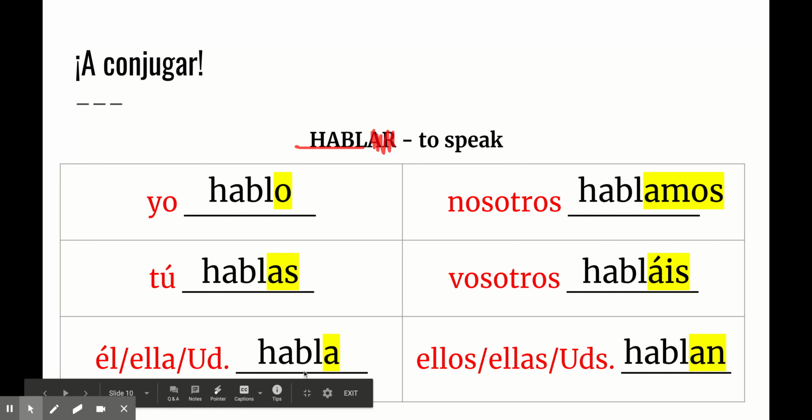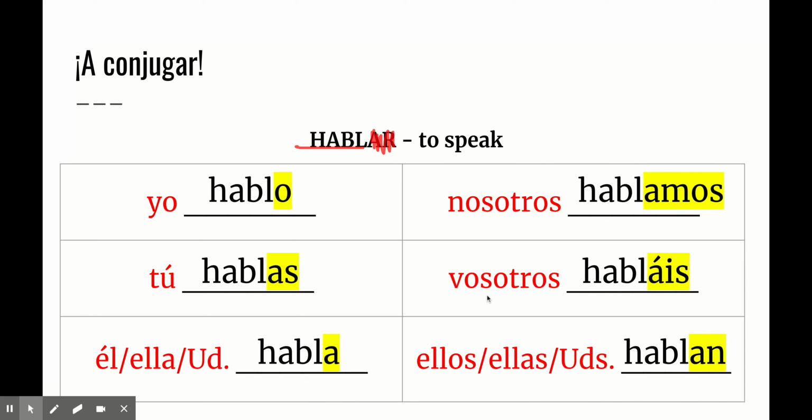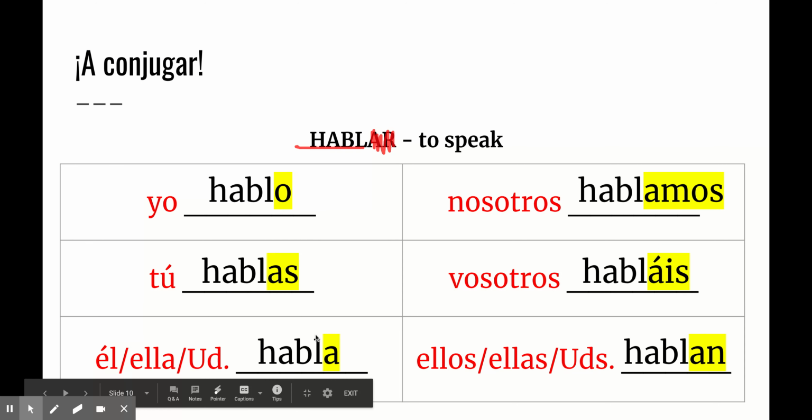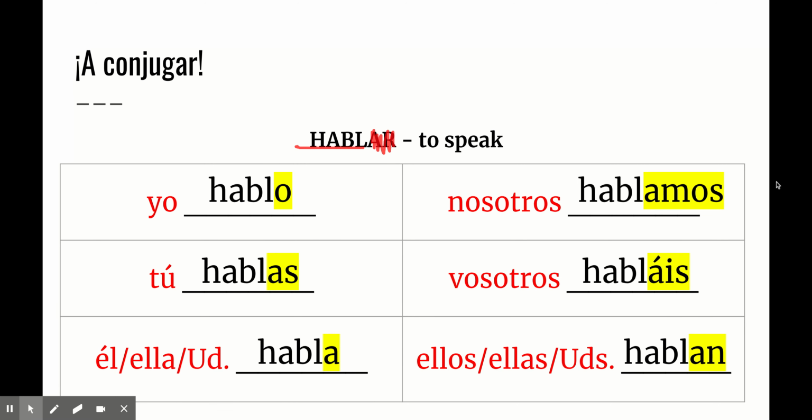You, formal, speak. What about vosotros habláis? You guys in Spain speak. Okay, notice the verb, it doesn't change. It still means speak. All of these mean speak. Just depends on who we're talking about.